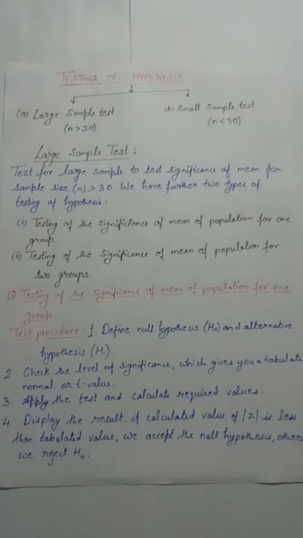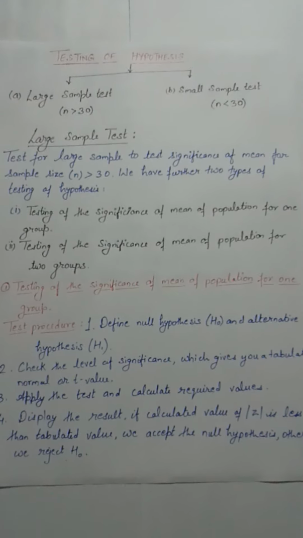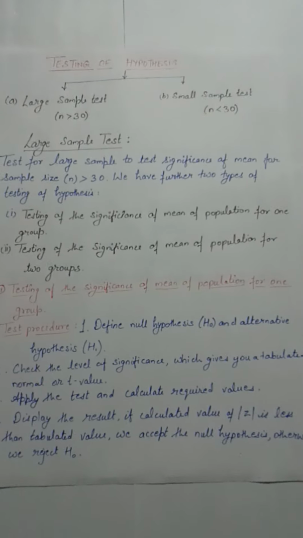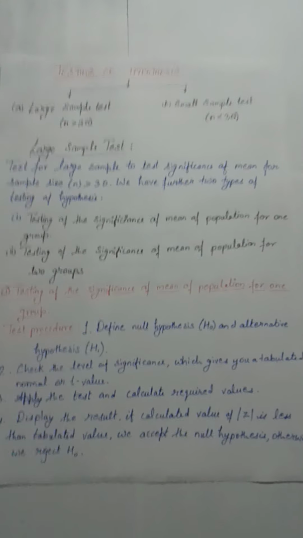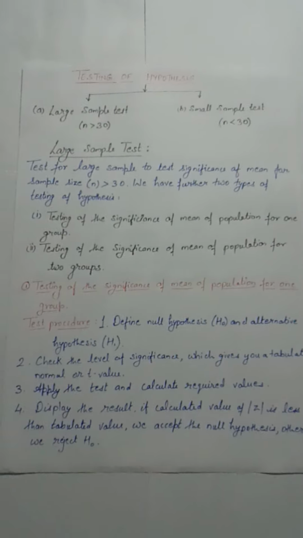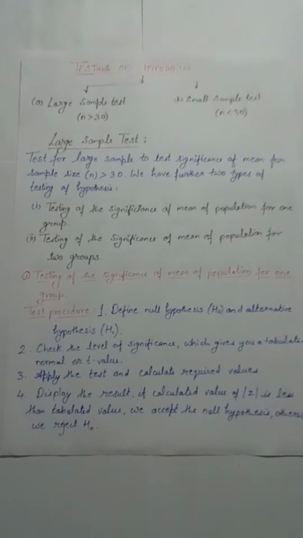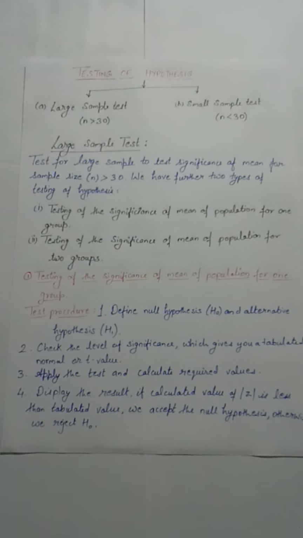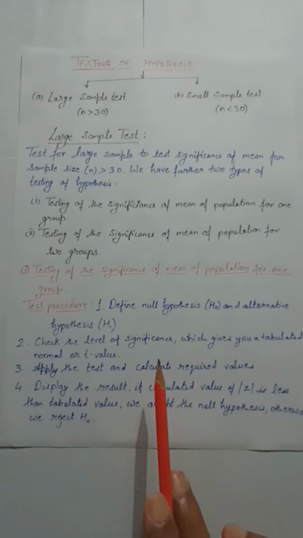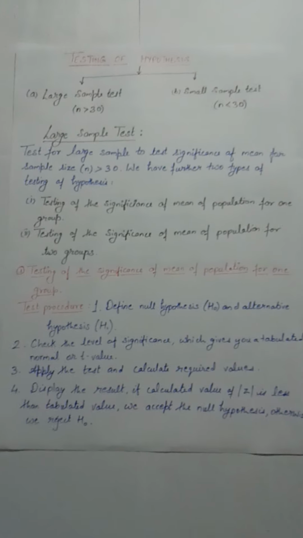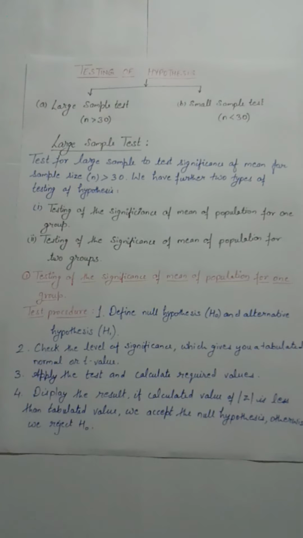And here we also have two types of testing of hypothesis. First one is for one group and second one is the mean of population for two groups. So let's start with one group, testing of significance of mean of population for one group. The testing procedure is: define null hypothesis H0 and alternative hypothesis, that is H1.